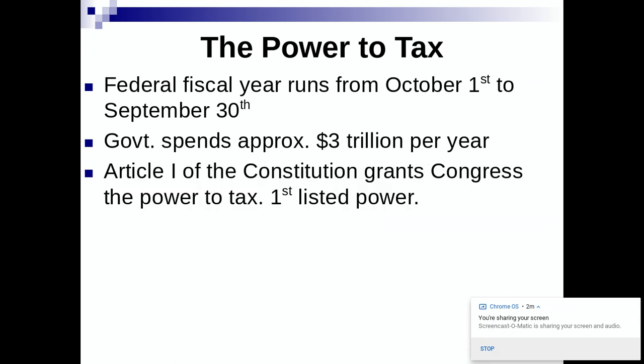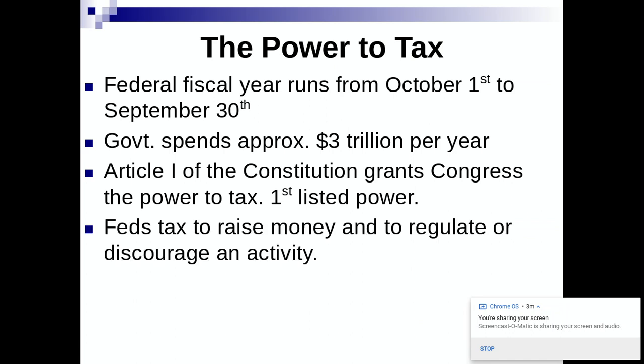It's stated in Article 1 of the Constitution. Remember, Article 1 is the legislative powers. It grants Congress the power to tax. This is the first power listed. Again, go back to what I said before with the Articles. They didn't have the power to tax. That was the biggest complaint amongst the founding fathers and the first government. So therefore, the first power that Congress gets is the power to tax. That's one of the most important. You need to be able to finance your programs, pay off your debts, raise money.